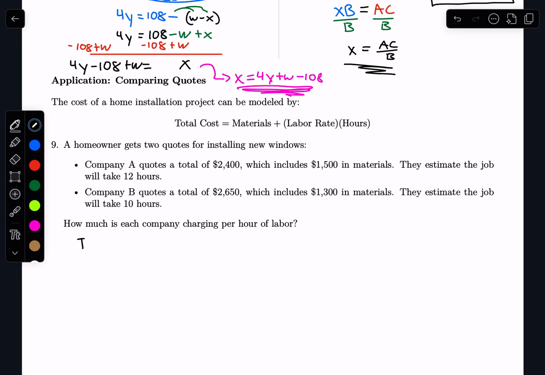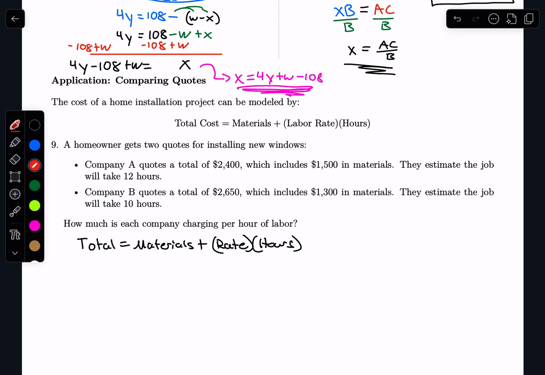So what we're going to do is take this formula down below where I'm going to simplify it a little bit. Instead of cost, I'm just going to write total. Total is equal to materials plus, and I'm just going to call it rate times hours. So I'm simplifying the wording just a little bit, so that each variable is only one word, where I have total equals materials plus rate times hours. So now what I want to solve for is the rate, because I'm trying to figure out how much each company is charging per hour of labor. So that is the rate.